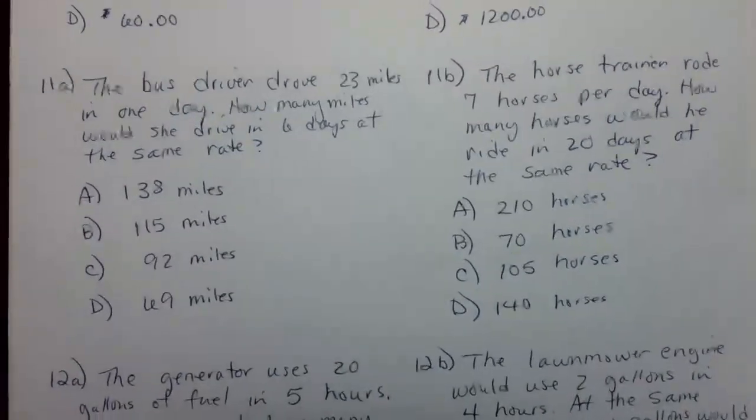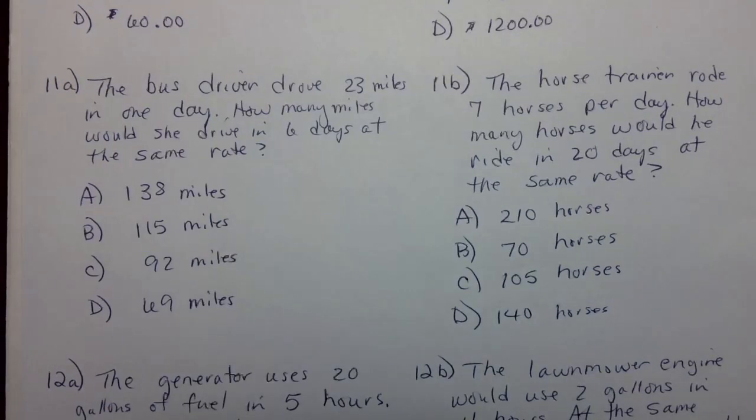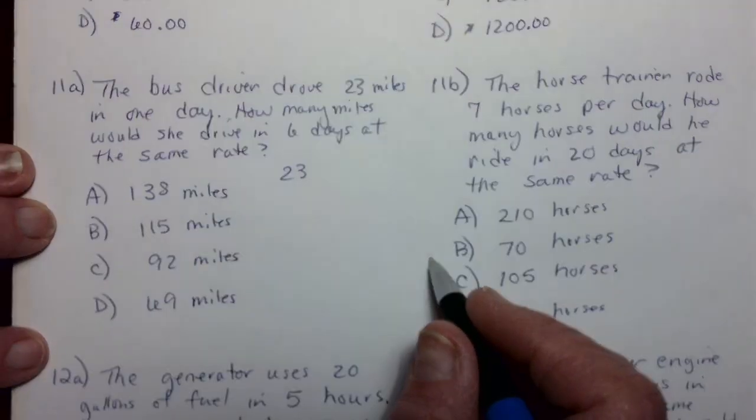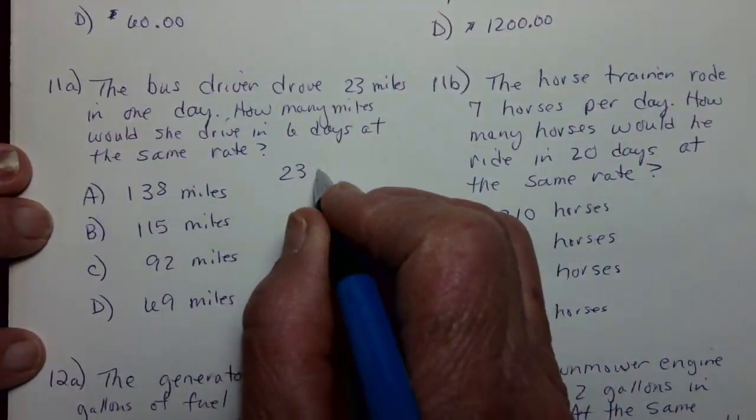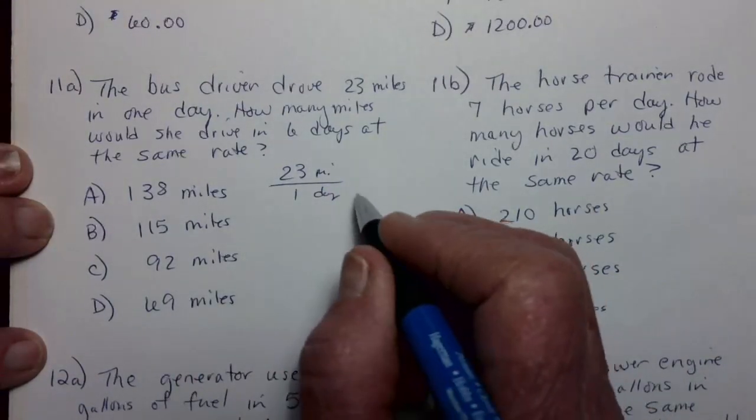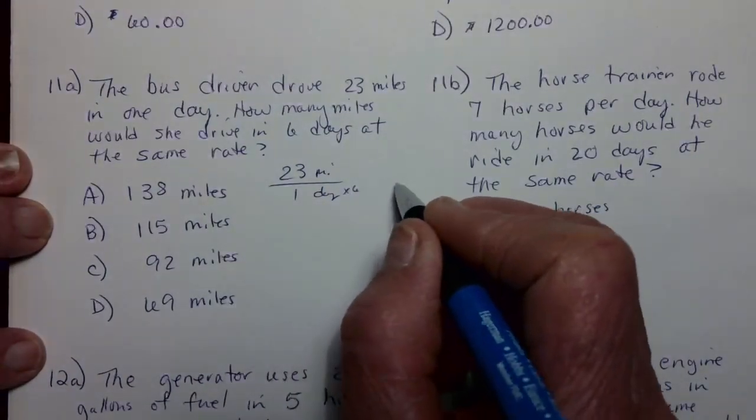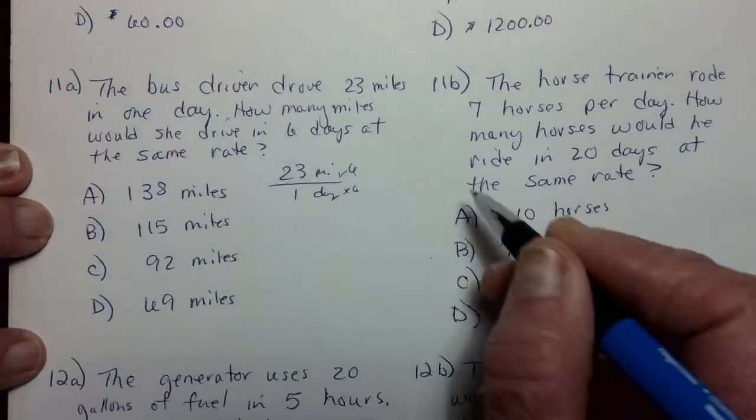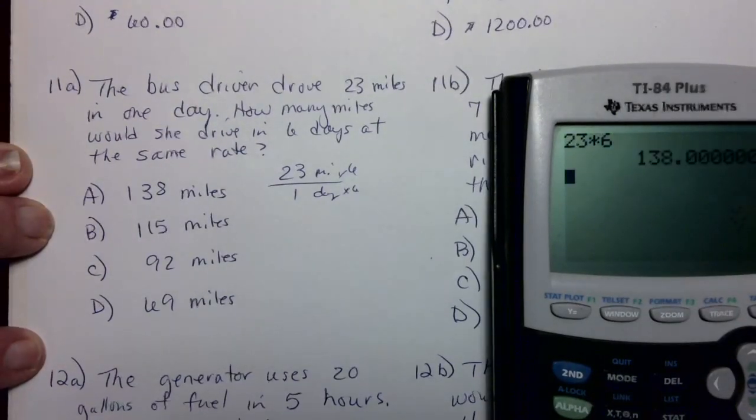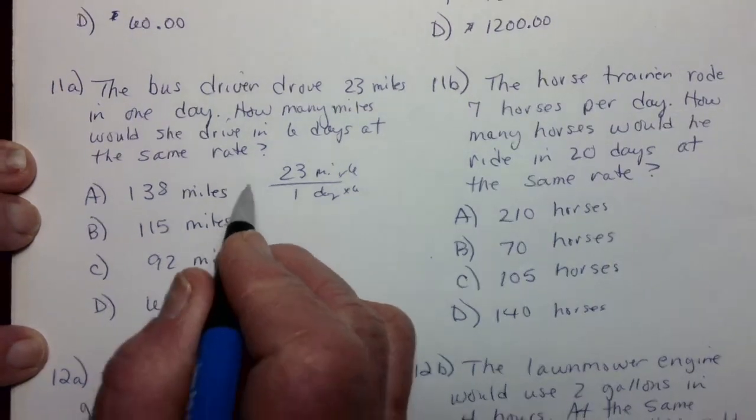All right. 11. The bus driver drove 23 miles in 1 day. How many miles would she drive in 6 days? She did 23 miles in 1 day. So we just need to do that times what? In 6 days. So times 6. So what's 23 times 6? 138. There it is, right there.